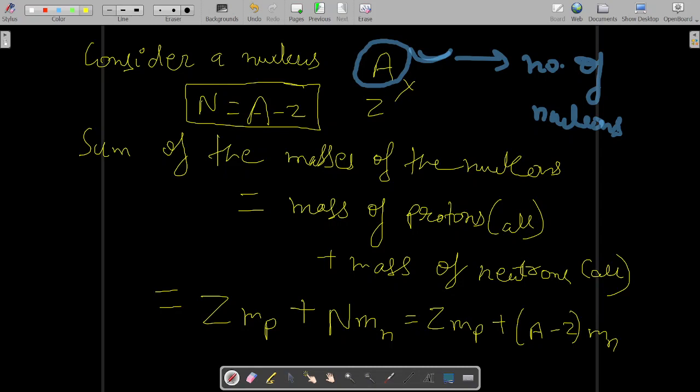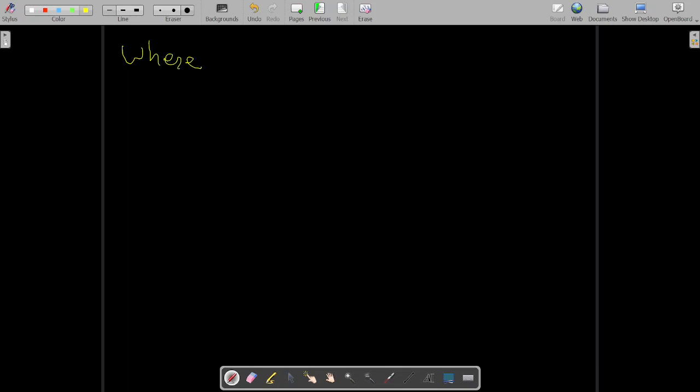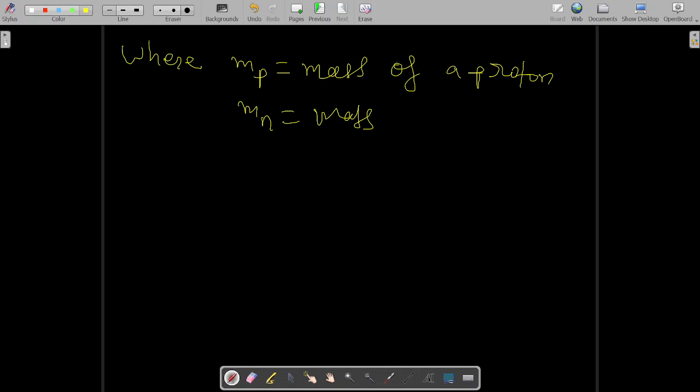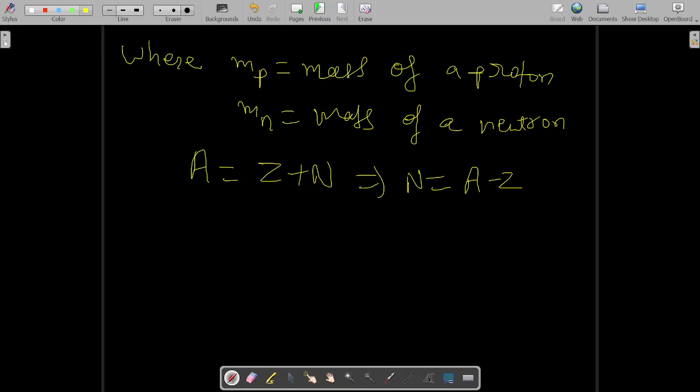Okay, where you know this very well, where mp is equal to mass of a proton, mn is the mass of a neutron, and your A value is very clearly Z plus N. This is quite obvious, so that implies your N is equal to A minus Z. Okay, number of neutrons is equal to atomic mass number minus atomic number.